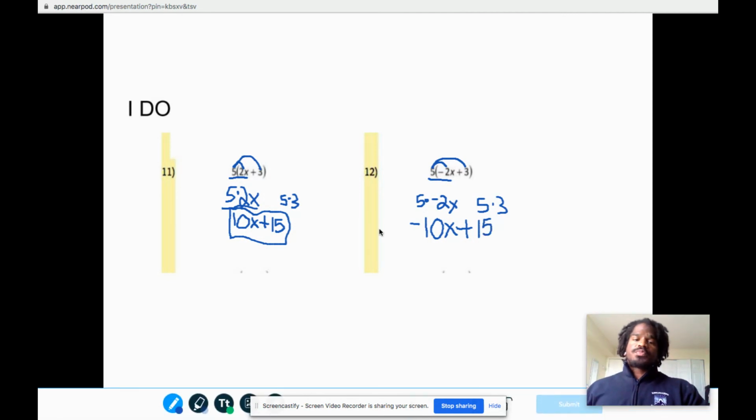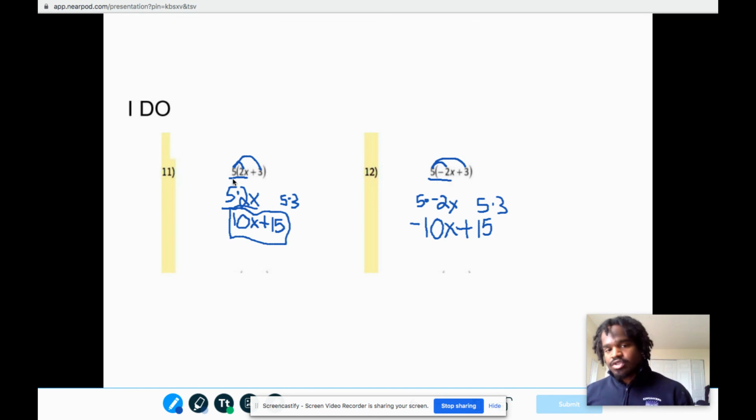Okay? So these problems are very similar. What I want you to pay attention to in this one is there's 2 things you need to pay attention to. One, make sure you annotate and that you're paying attention to multiplying both terms inside the parentheses by the factor outside the parentheses, right? And then the next thing I want you to pay attention to is the signs. So if you have a factor being multiplied by a negative number, positive times a negative gives you a negative.